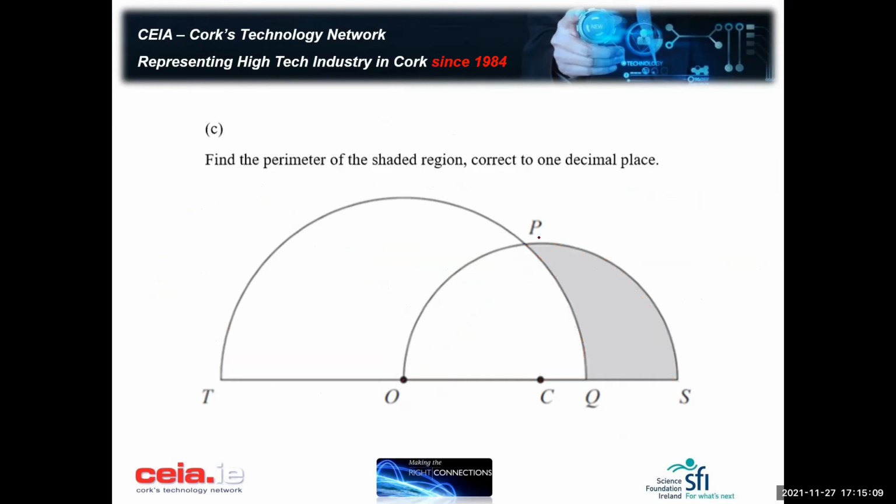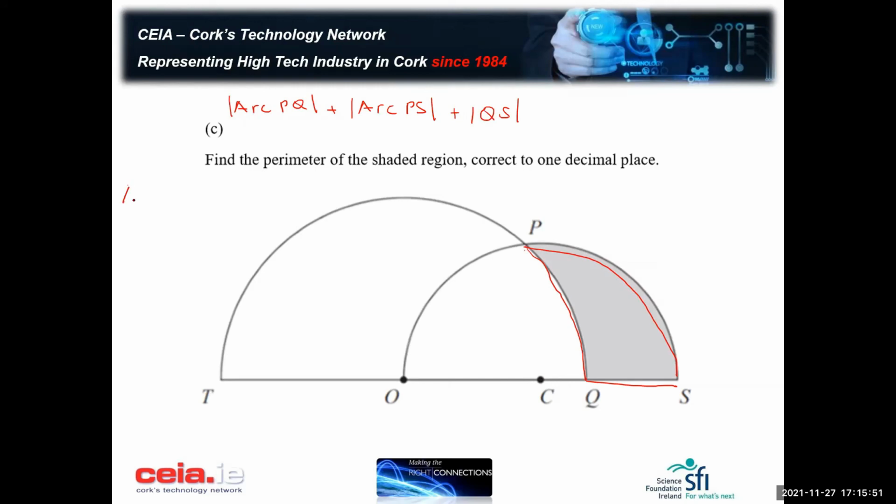It's not over though. Find the perimeter of the shaded region correct to one decimal place. So the perimeter of the shaded region is all that line plus that line plus that line. Okay. This is the last question, by the way. So what we're looking for, we'll do it in terms of arc PQ plus arc PS plus QS. Okay. So let's do it one at a time.